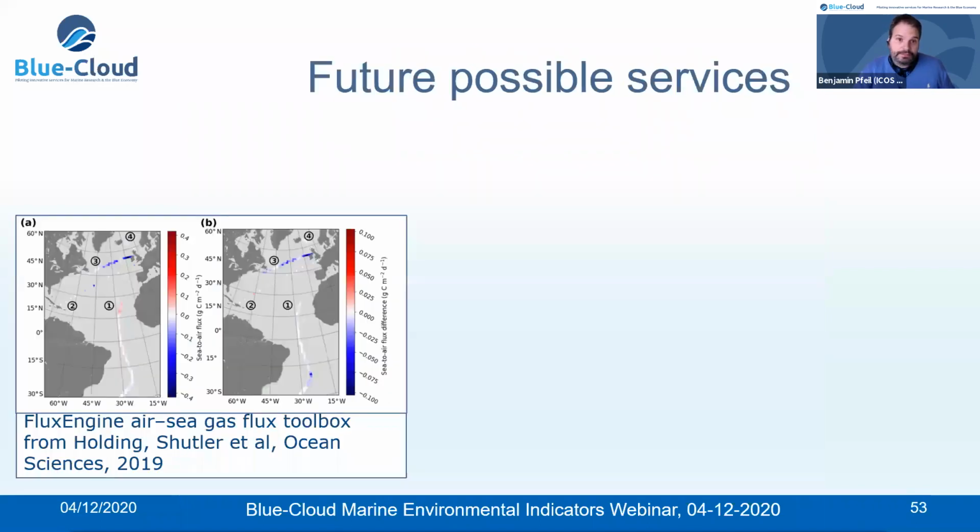So there is a potential for many future possible services. On the left-hand side, you see FluxEngine. That's basically a tool developed by colleagues in the UK, Jamie Shutler et al. And that basically gives you the possibility to calculate more accurately the fluxes, so the CO2 flux.